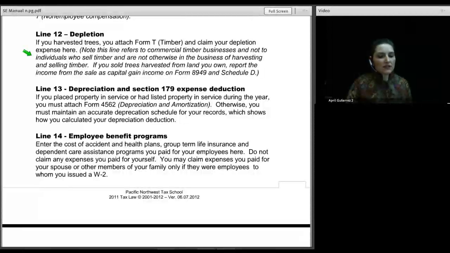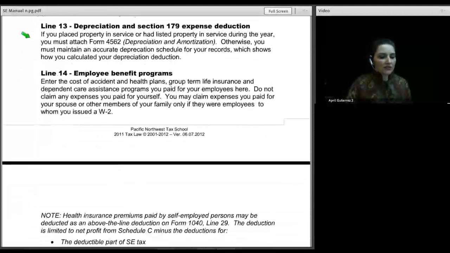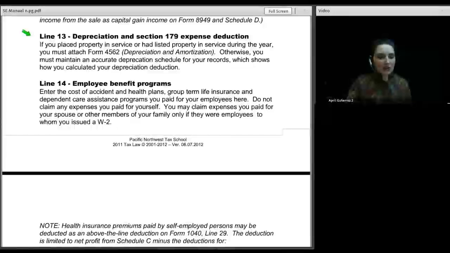If you sold trees that were harvested from land that you own, you report the income from the sale as a capital gain on Schedule D. You do not enter it on Schedule C. You're not in the business of timber just because you harvest some trees and sell them.